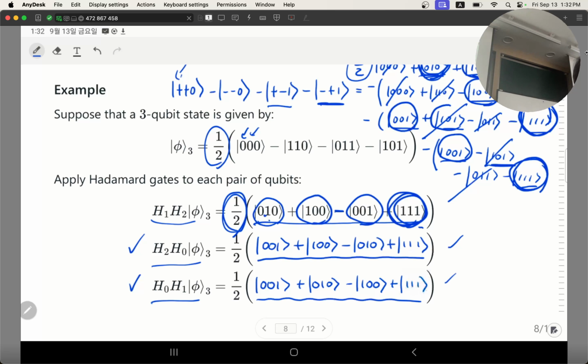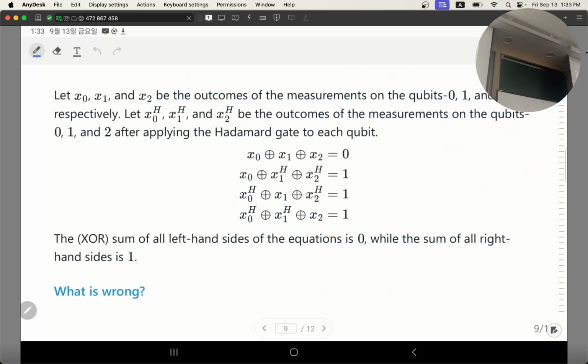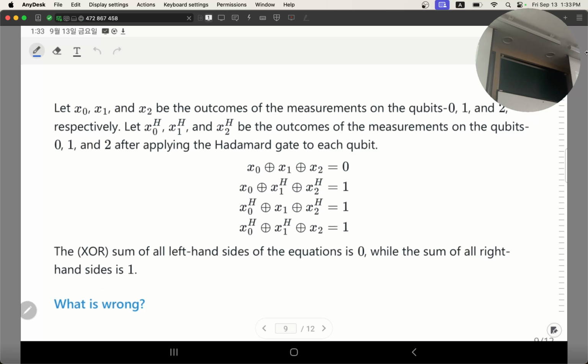Okay, so that was an exercise. It's not the main point. So what's the main point? Now let's think about this situation this way. I'm going to assume my variables x0, x1, and x2 are the measurement outcomes after taking the measurement on each qubit. So x0 is the outcome after taking measurement on qubit 0, and so on.